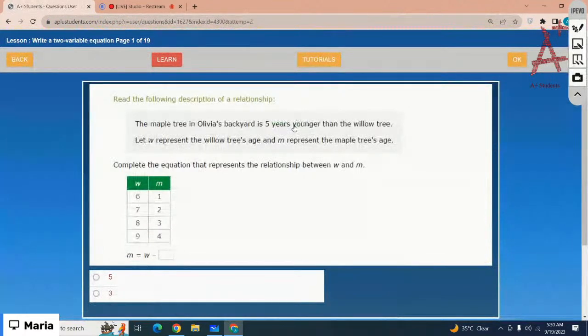Let's just start with the first example question. Read the following description of a relationship. The maple tree in Olivia's backyard is 5 years younger than the willow tree. Let W represent the willow tree's age and M represent the maple tree's age, right? W is for willow tree and M is for maple tree. Complete the equation that represents the relationship between W and M. So which equation is it?